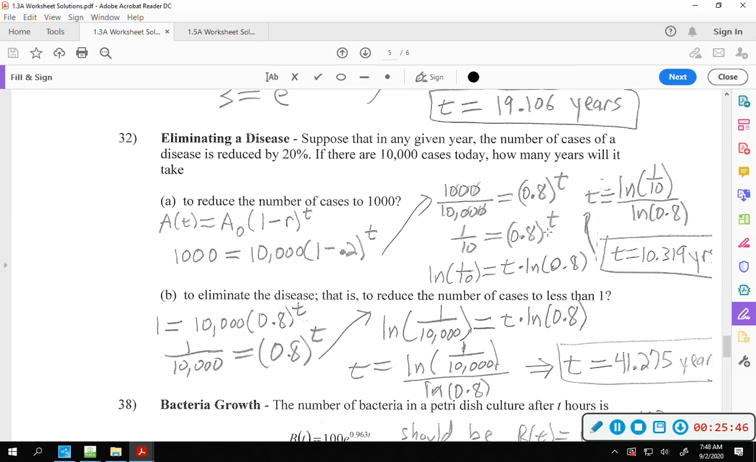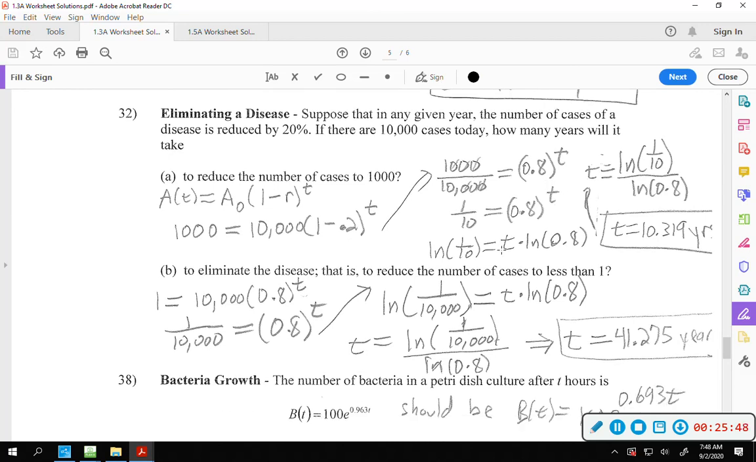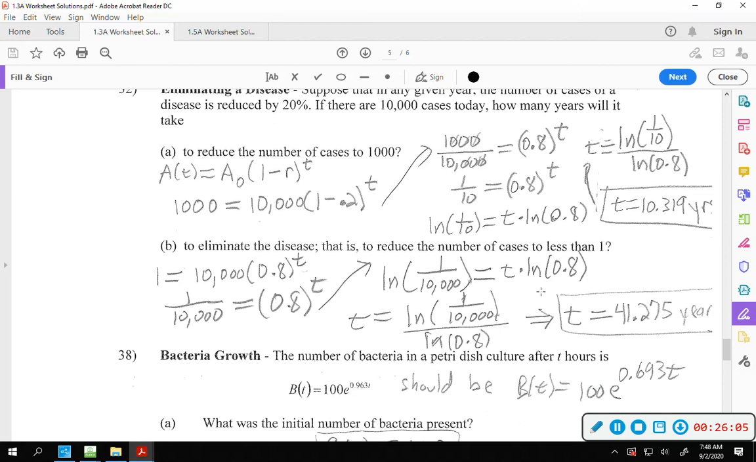If I'm solving for a variable in the exponent, take the natural log of both sides. So I can drop down the exponent out in front of the natural log. This is a number. Divide both sides of the equation by that number. There it is. 10.319 years. Some of you might say, why don't you just convert this to a decimal right away?